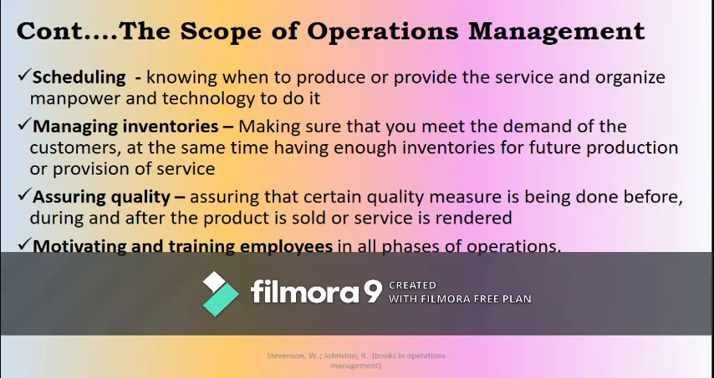Next, assuring quality. This means assuring that certain quality measures are done before, during, and after the product is sold or the service is being rendered. Quality and security are really being handled, especially now, more than usual, in terms of products and services. When you go to a restaurant or a department store, because they want to assure the quality and safety of their customers, they need you to write your contact details and check your temperature, and then ask you questions about whether you've been to a high risk area or outside of the country, because this is part of assuring quality.